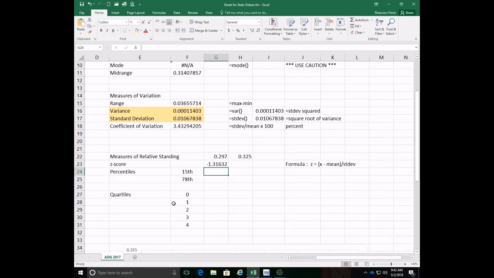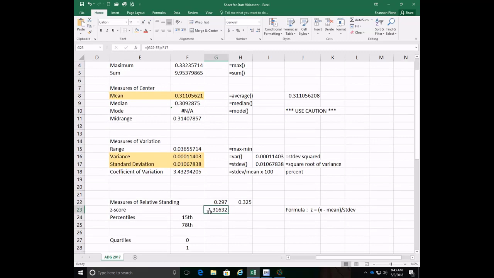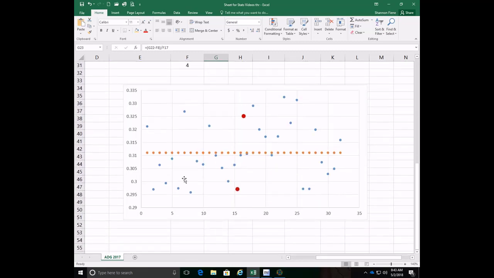Okay. Now, typically a z-score will range between -2 and 2. What this is telling me is how many standard deviations this is away from the mean. And this particular value is minus 1.31 standard deviations away from the mean, meaning that it is less than the mean. Well, my mean was 0.311. And it is about 1.3 standard deviations away.